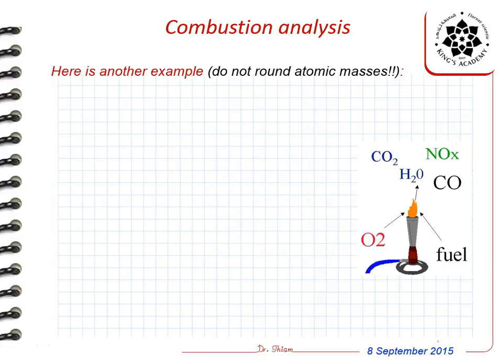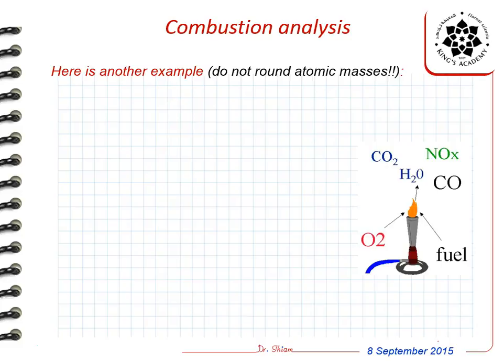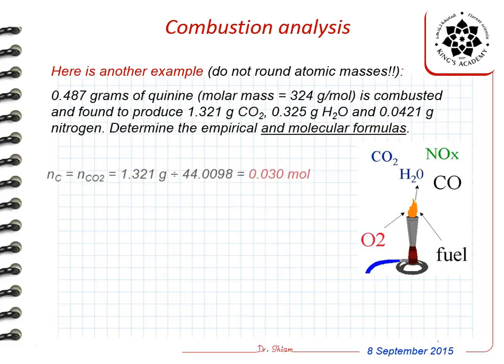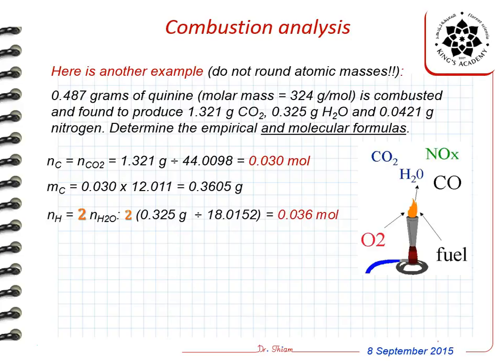Maybe another example. And here it says, do not round the atomic masses. So do not round. Here's a problem. We get the number of moles of carbon this way. If you don't understand, just rewind the video. Go back to the previous slides. We get the mass of carbon by multiplying by the molar mass. We do hydrogen by using water. But remember, the number of moles of hydrogen is twice the number of moles of water. And then we get the mass of hydrogen by multiplying by its molar mass.